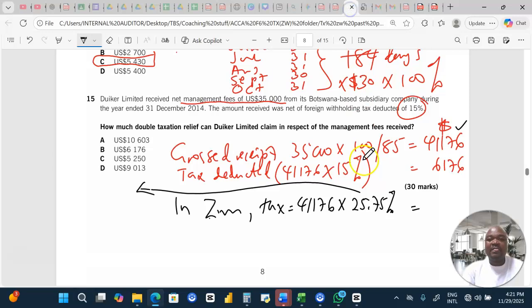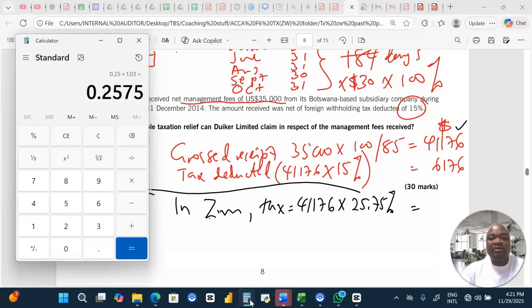So let's move on. We have got this figure, and let us then put it in our calculator. 41,176 multiplied by 0.2575. It comes to 10,603.